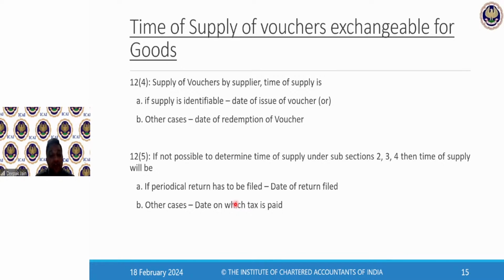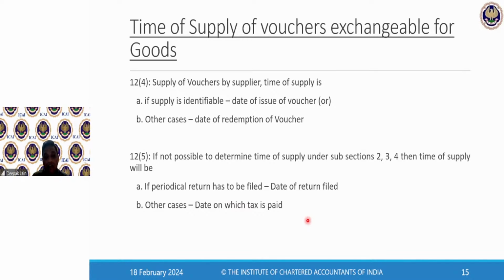But then we saw the residuary clause. So this is the residuary clause for supply of goods. If it is not possible to determine the time of supply under 2, 3, or 4, then the time of supply will be, if a periodical return has to be filed, the date the return is filed, and in all other cases, the date on which tax is paid. You cannot say that you don't know the time of supply because it's not falling in any of these clauses. Generally you should be able to determine it, but in a case where the supplier is not able to identify it, this applies.